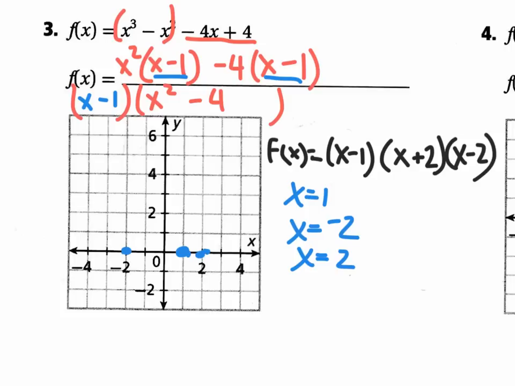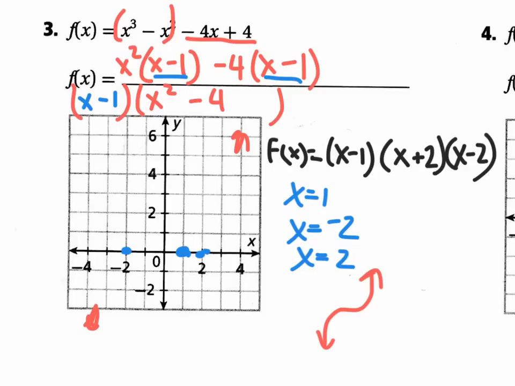Now, what kind of function is this? The original function is a cubic function. The degree is 3, and the a value is positive 1. So we need to remember what a cubic function looks like. It looks like this, right? So the end behavior is to the bottom left and to the top right. So if we know that the end behavior is down here, and up here, we need to draw the curve right through those points, and we need to think of multiplicity.